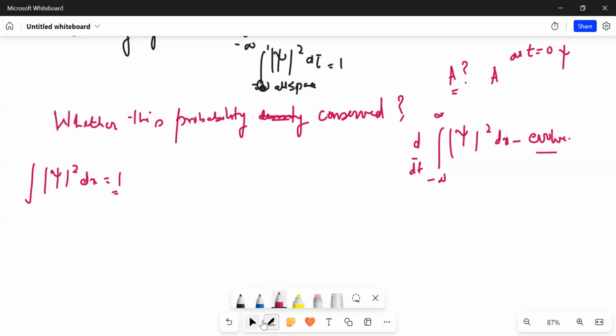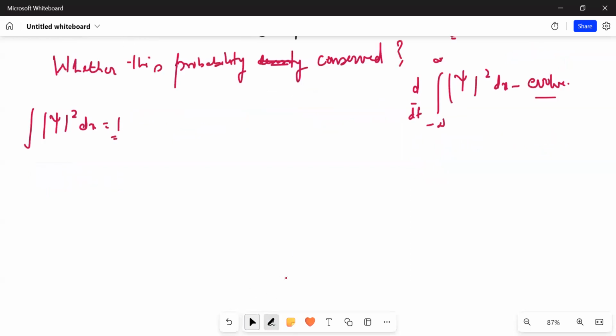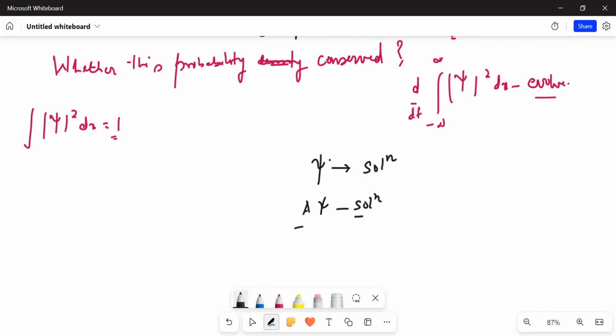Okay, so what I want to say is, if psi is a solution, then indeed A times psi is also a solution, right? Because psi is linear. For example, whenever you consider a linear differential equation, if psi is a solution for that particular differential equation, then A psi automatically becomes a solution. This is one of the properties of linear differential equations.